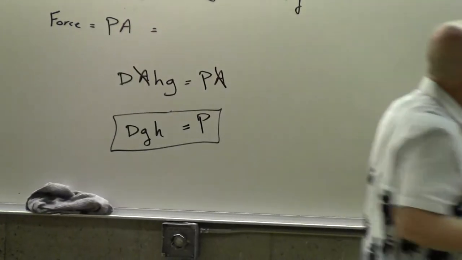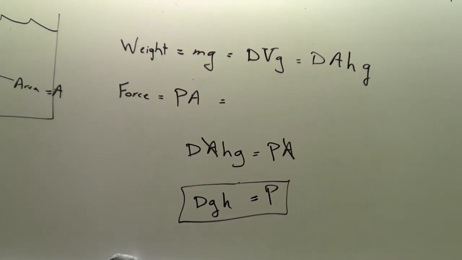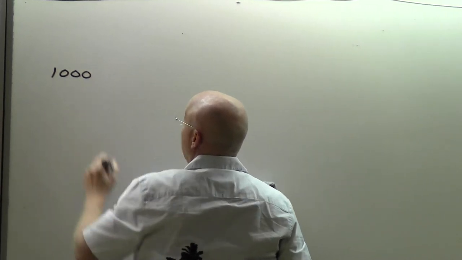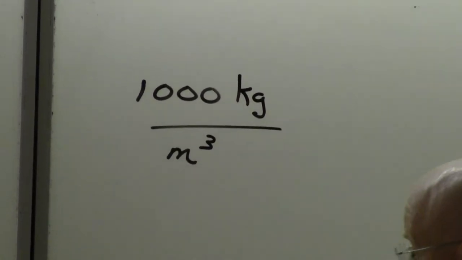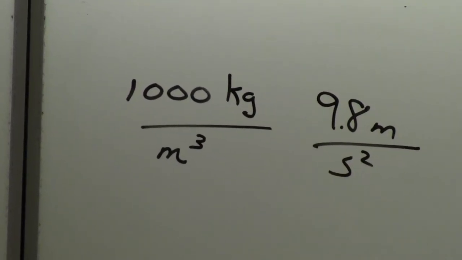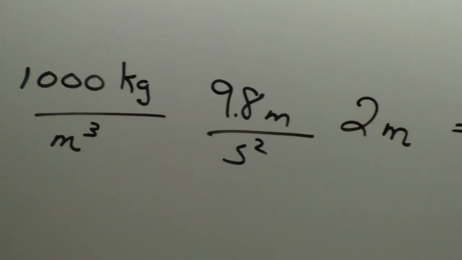Okay, so if I'm 2 meters down, I'll start here with the density. Now, the density would be the fluid that you're going in, and so I said water, and so I'll just give you the density of water. The density of water is 1,000 kilograms per cubic meter. G is the 9.8 meters per second squared. And again, if I go 2 meters deep, that's my calculation.